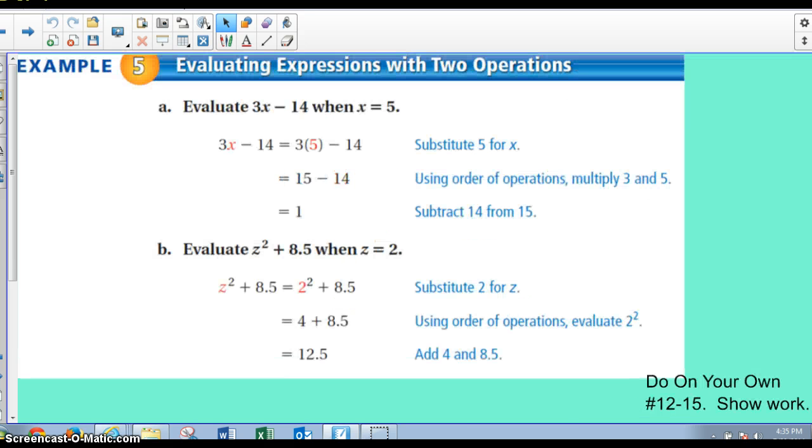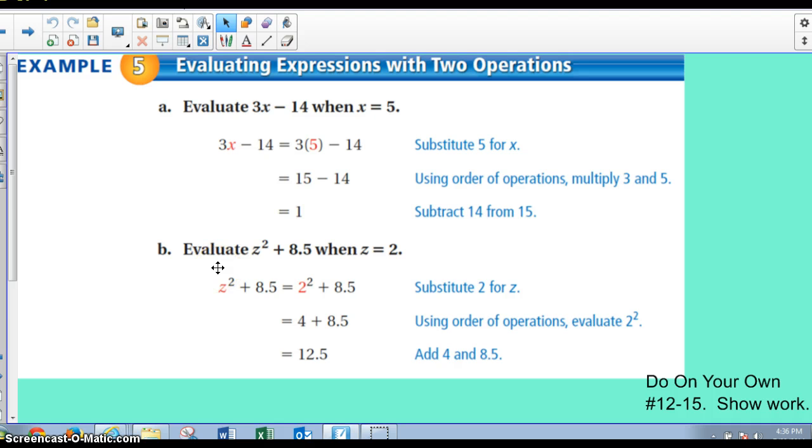Example 5, evaluating expressions with 2 operations. It says to evaluate 3x minus 14 when x equals 5. So here you are, 3x minus 14. X is 5. Notice they did 3 with 5 in parentheses. They did not do 3 with 5 next to it because that's number 35. Minus 14. So in step 2, they wrote 3 times 5, the answer is 15, minus 14. Do the actual subtraction then. Step 3 is right here. That's your answer.